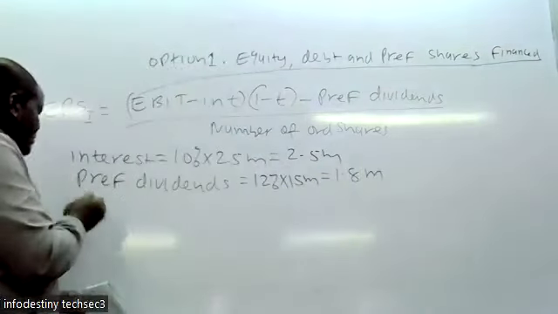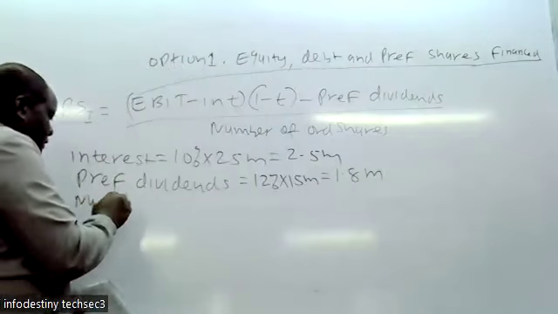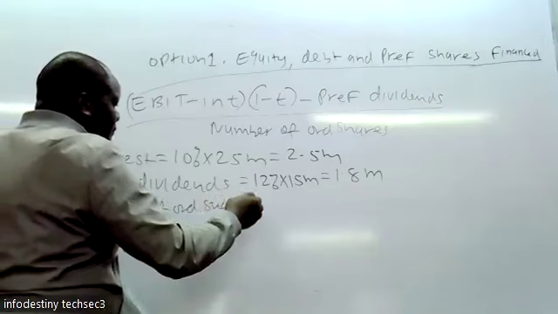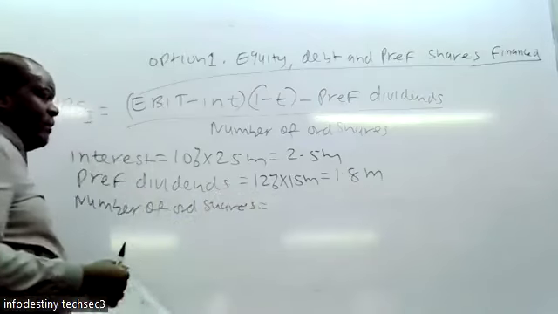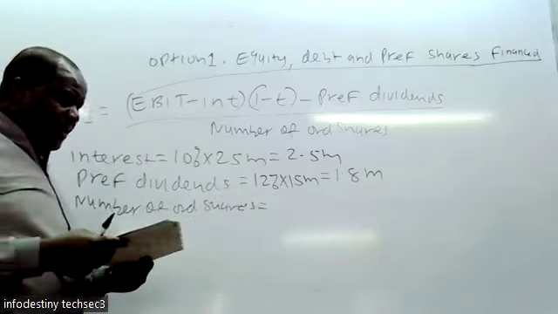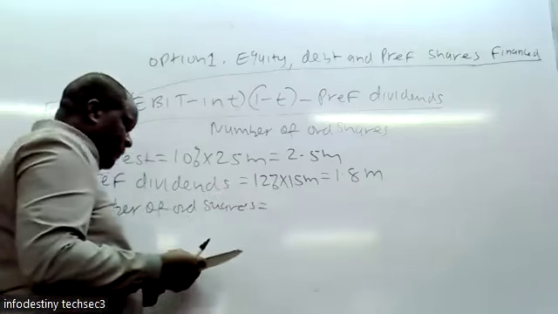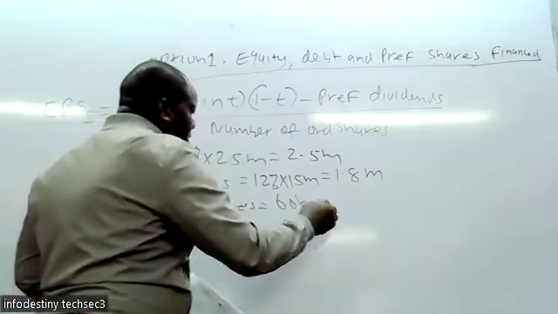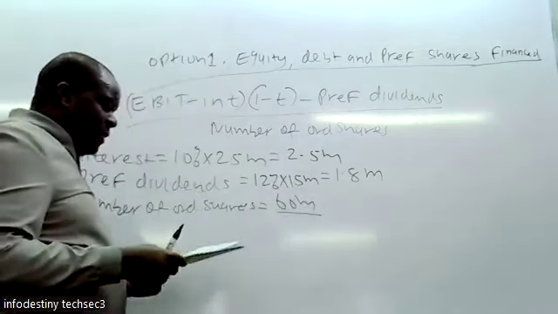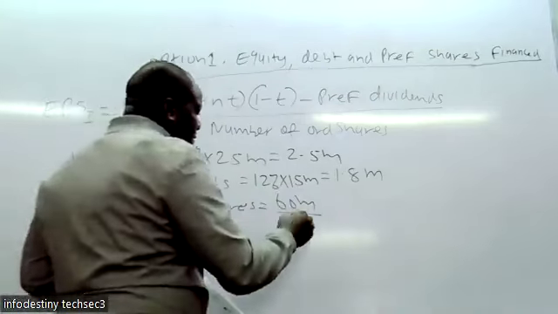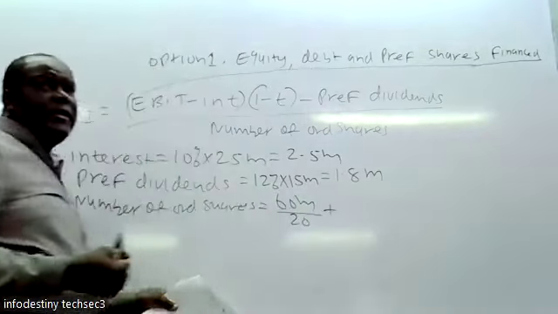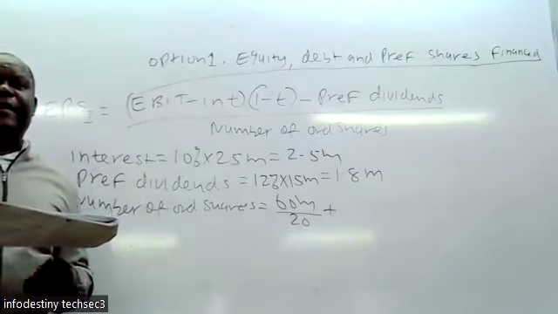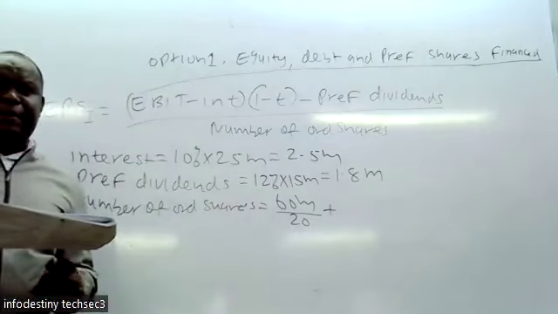We also compute the number of ordinary shares. Currently you can see 60 million ordinary shares. But what is the value in the brackets? Then we are planning to raise how much? In that first paragraph, they are planning to raise 50 million.